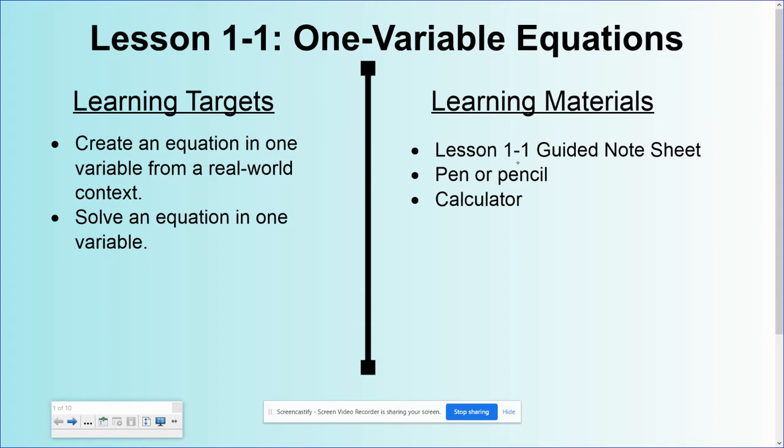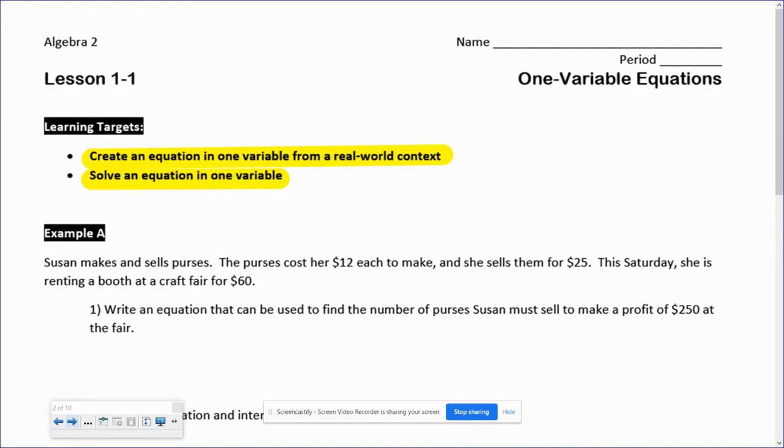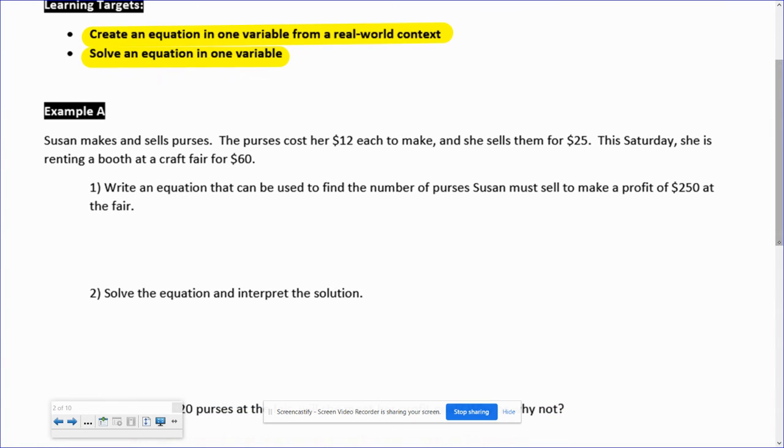What you're going to need for this lesson is a guided note sheet that we have made for you. We are not doing this lesson from the book. And then pen or pencil, and it's probably helpful if you have a calculator nearby just to do some quick calculations. So there are our targets again. We're going to create an equation in one variable from a real-world context and then actually solve it.